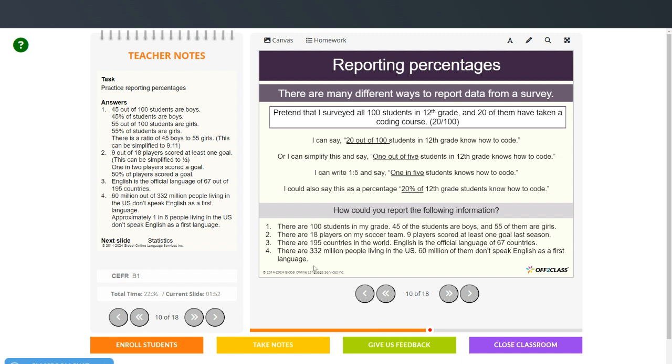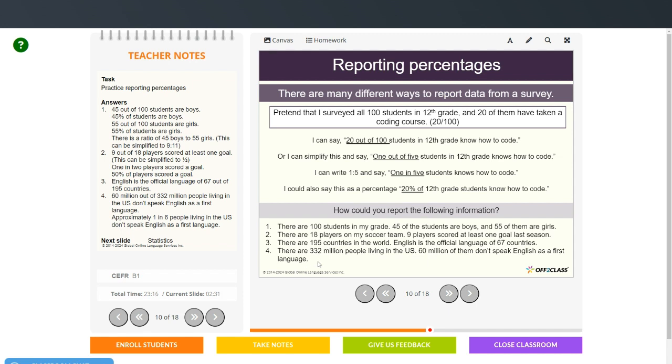There are 195 countries in the world. English is the official language of 67 countries. So we could say English is the official language of 67 out of 195 countries. Or you could divide 67 by 195 and have a percentage.